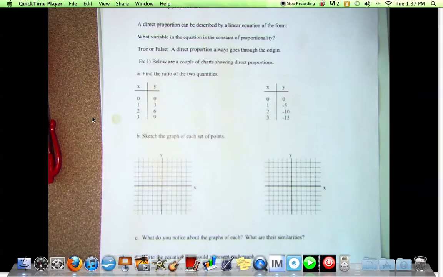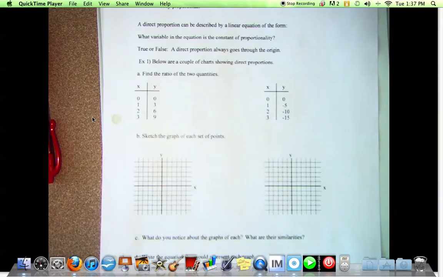Can I say the example? Sure. For example, in the direct proportion y equals 2x, the constant of proportionality is 2. A graph of y equals 2x is shown in figure 4.